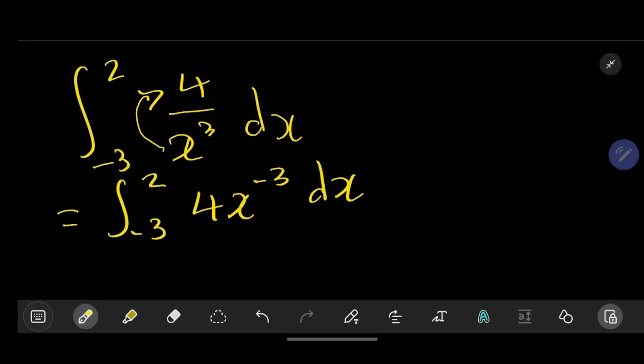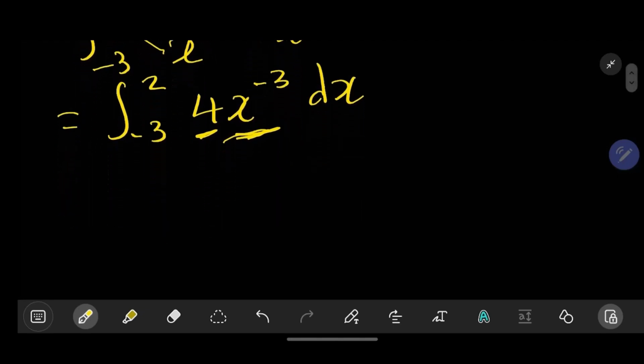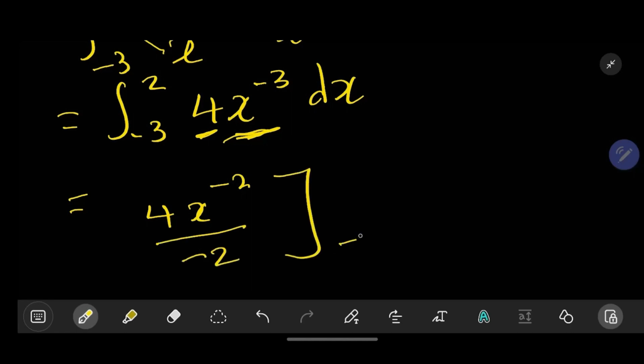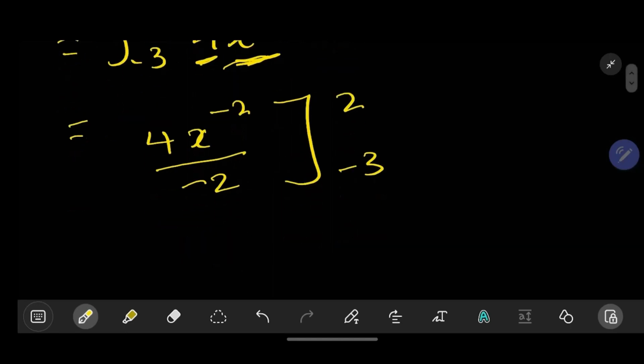Now it's in a form that we can recognize and understand. You can see that this is the power rule, and this is the multiplication of a constant rule. So using that, we can now find the integral of it to be 4x to the -2 all over -2, and we're evaluating it from -3 to 2. If you take this further, this is basically -2x to the -2, from -3 to 2.